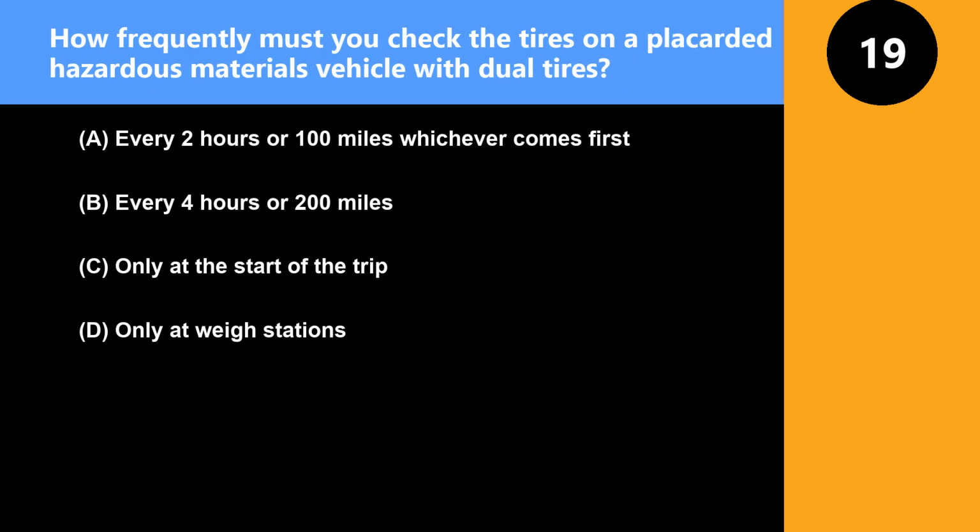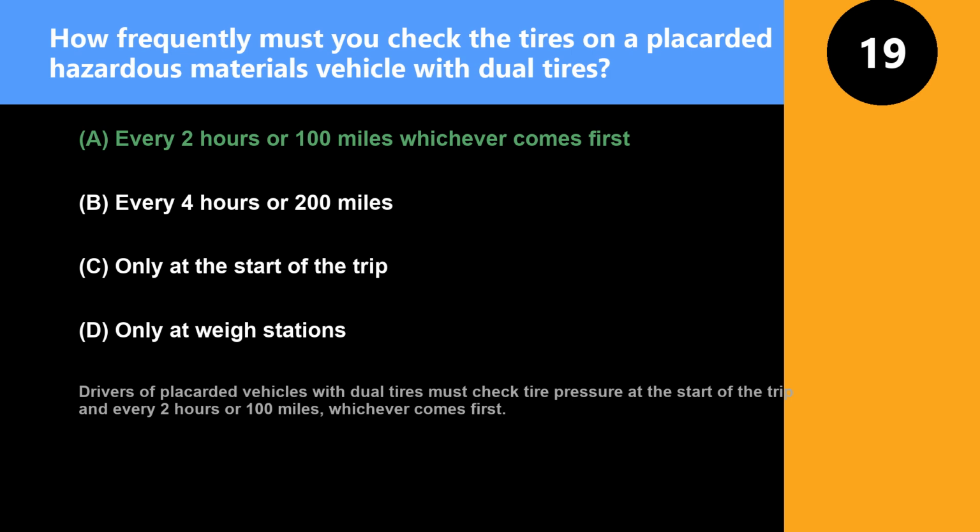Question 19. How frequently must you check the tires on a placard hazardous materials vehicle with dual tires? Option A, every 2 hours or 100 miles, whichever comes first. Option B, every 4 hours or 200 miles. Option C, only at the start of the trip. Option D, only at way stations. The correct answer is option A, every 2 hours or 100 miles, whichever comes first. Drivers of placard vehicles with dual tires must check tire pressure at the start of the trip and every 2 hours or 100 miles, whichever comes first.